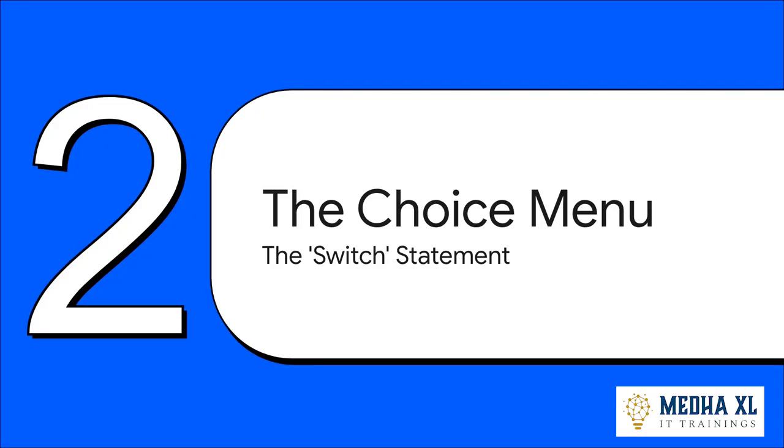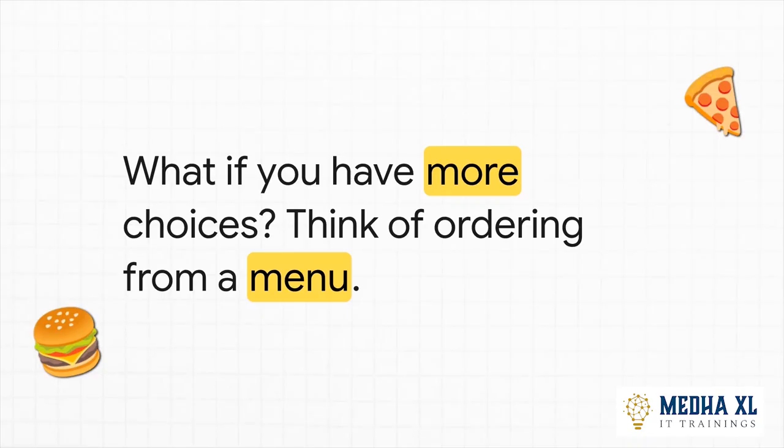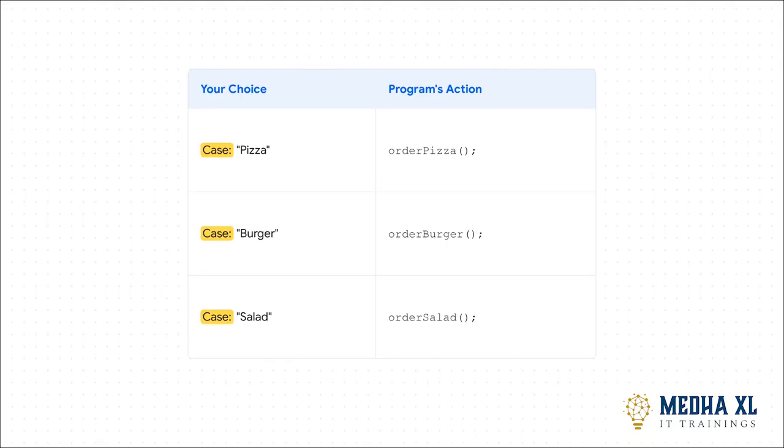Okay, simple two-way choices are great, but let's be real. Life is usually way more complicated than just stop or go. What happens when you've got a whole menu of different options to choose from? So just imagine you're at a restaurant looking at the menu. You don't just have two choices, right? You've got a whole list of items. Your brain needs some way to process that list and then pick one specific action based on the one thing you choose. This is exactly where the switch statement comes into play.